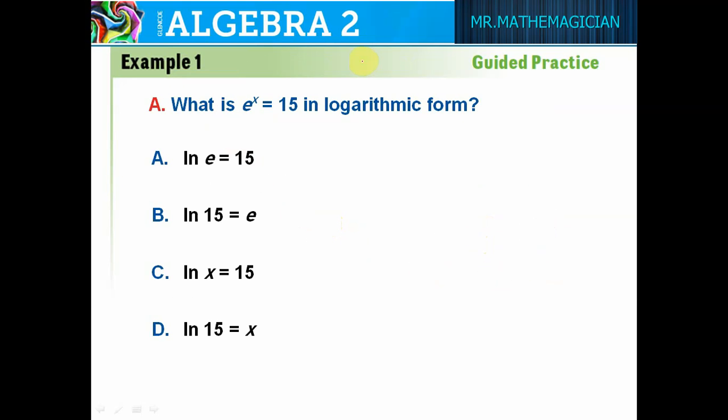This is your turn to solve. Pause the video and try to choose the accurate answer, and you will find it is D. Why? Let me tell you. e to the power of x equals 15. I'll take ln of both sides. I prefer this method, so ln e to the power of x equals ln 15, so ln and e will go away, so x equals ln 15.